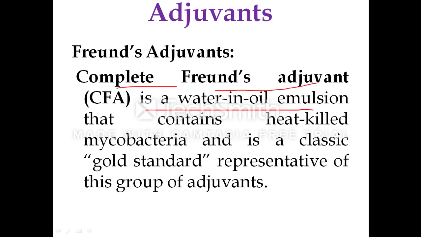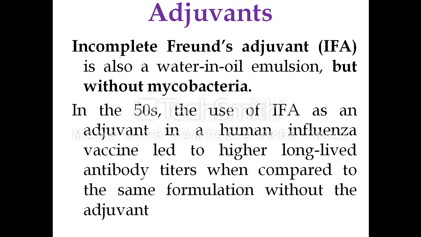It's a water in oil emulsion that contains heat-killed mycobacteria and is a classic gold standard representative of this group of adjuvants. It is very strong in making a very low concentration of antigen to be recognized by the immune system, and it is a very good adjuvant. Another type is Freund's incomplete adjuvant, which is also a water in oil emulsion, but it does not have mycobacteria like our Freund's complete adjuvant.